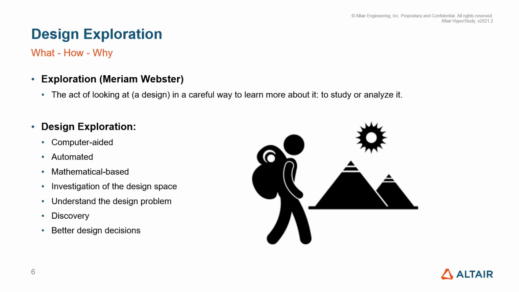It's automated. We don't want to have to set up all of these different runs by hand. There's a lot of linking in HyperStudy so that the best designs are automatically generated and run. It's mathematically based in order to help us understand our design space. What are the possible design options within the parameters and the bounds that we have? And this allows us to better understand our design problems, discover better solutions, and also get to those optimized solutions faster, allowing us to make better design decisions in the time that we have.